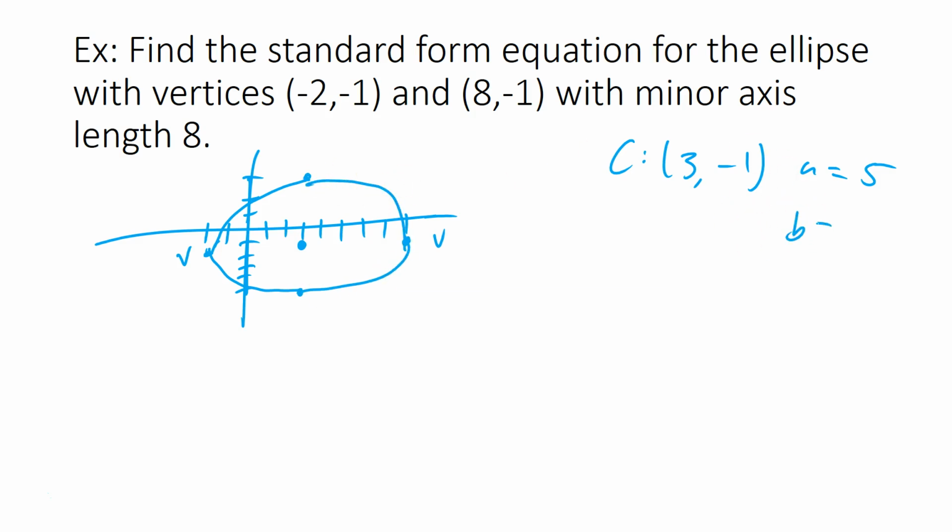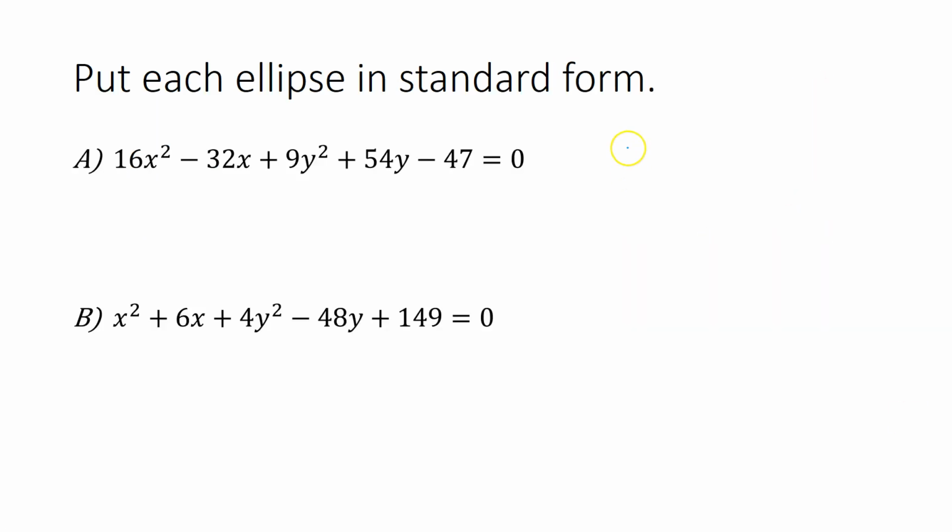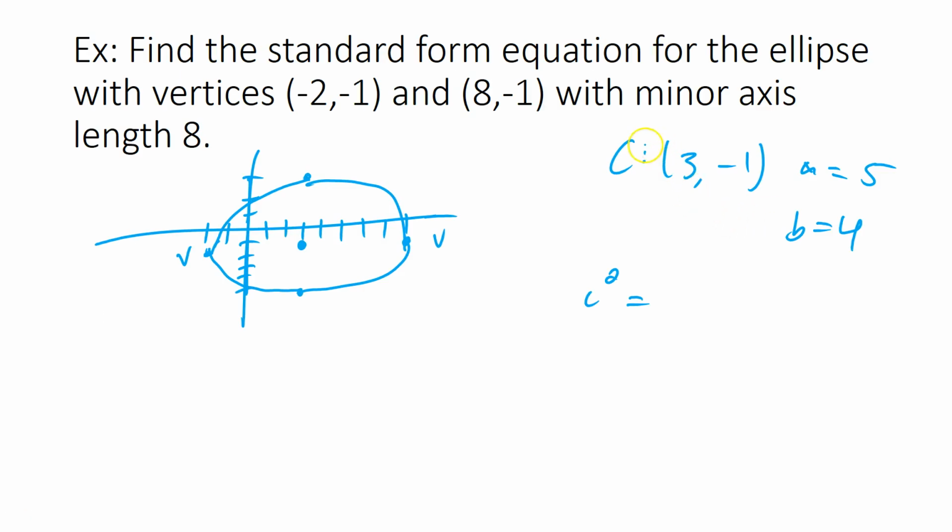Okay, so that means our B value is 4. So we got A, we've got B. We can now find C, right? C squared, this is the center, not C value. I swear, this is so annoying. All right, so this is the center.